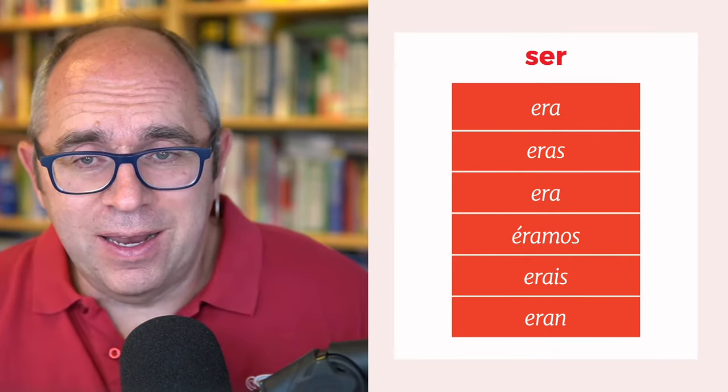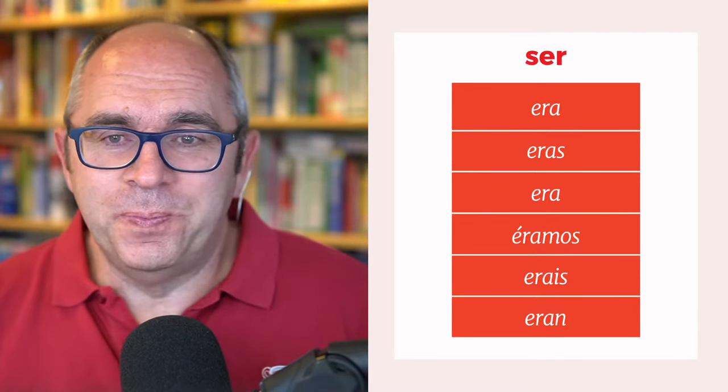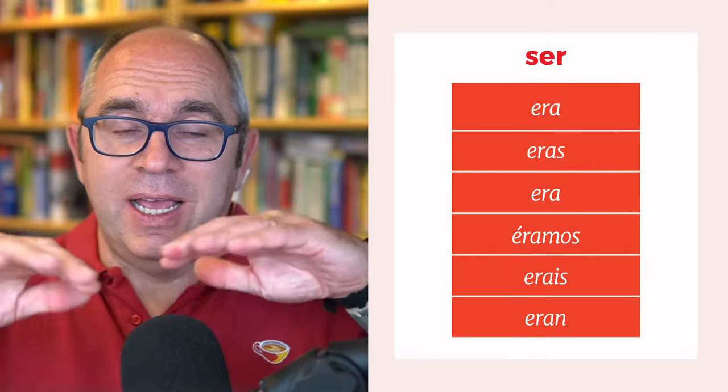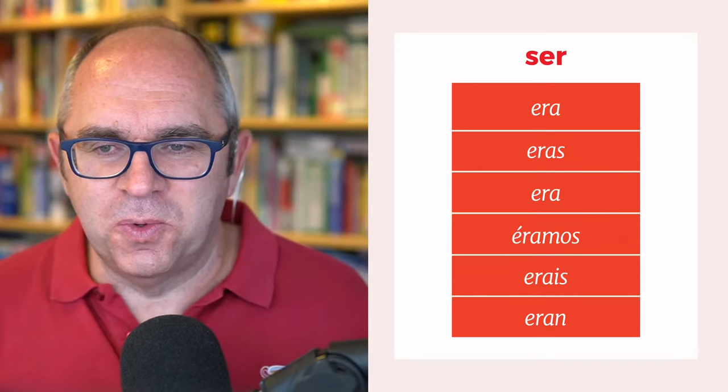We've got ser in the imperfect. And again, this is another irregular. So we've got era, eras, era. Éramos, erais, eran. Muy fácil. I was, you were, he was, and so on.